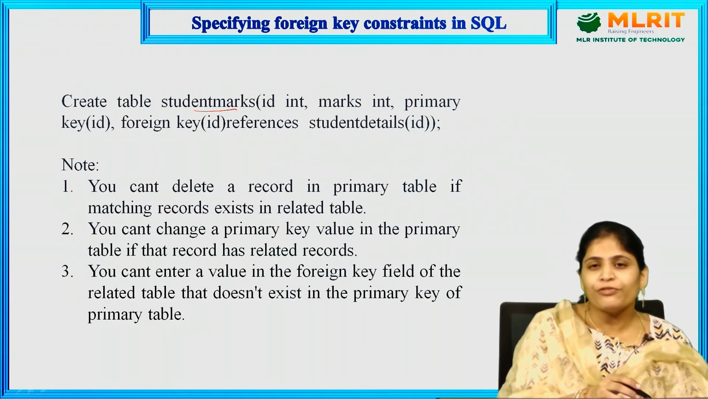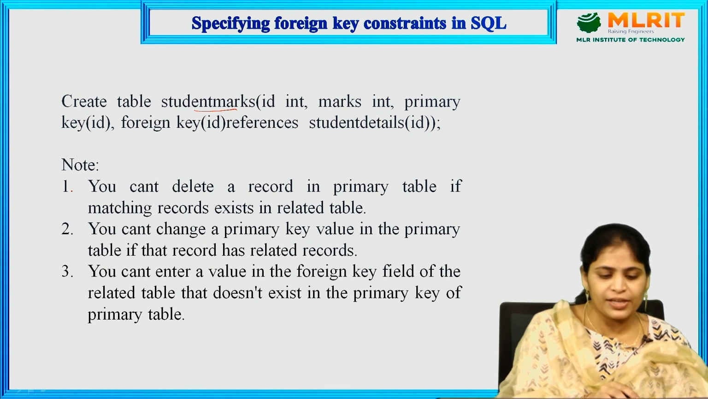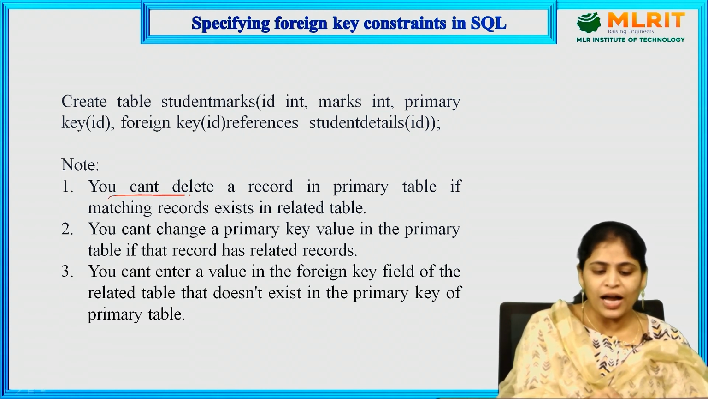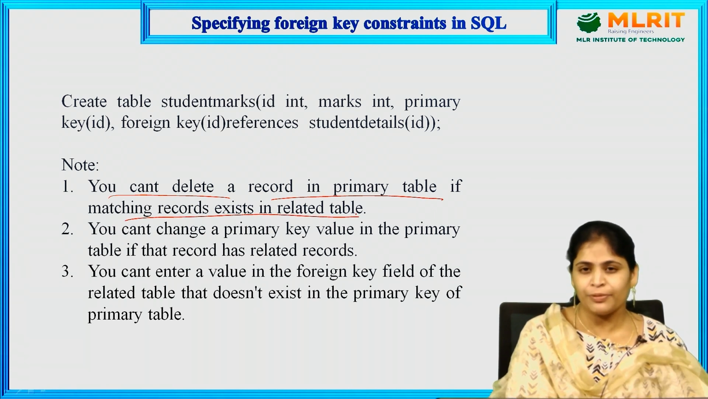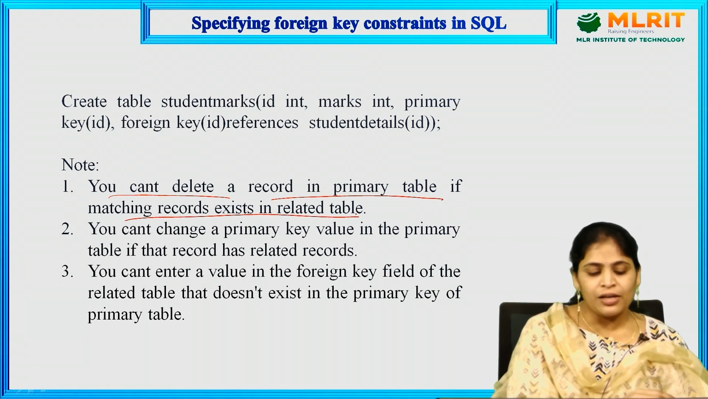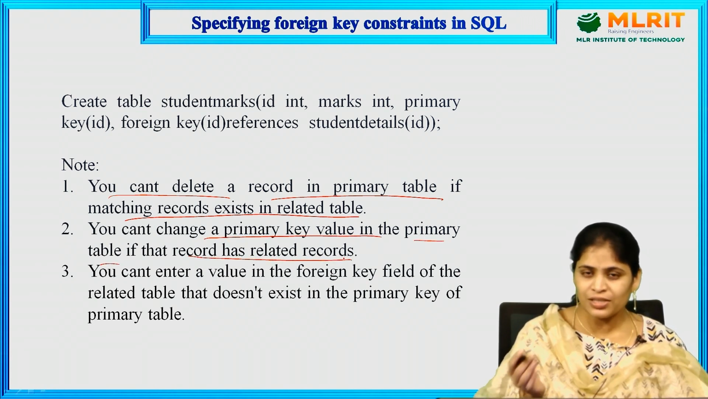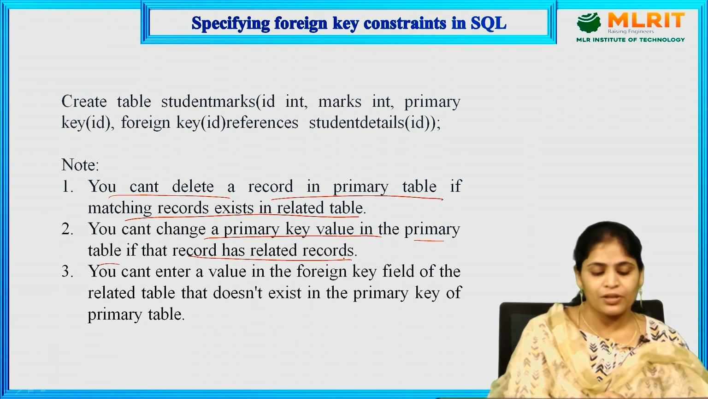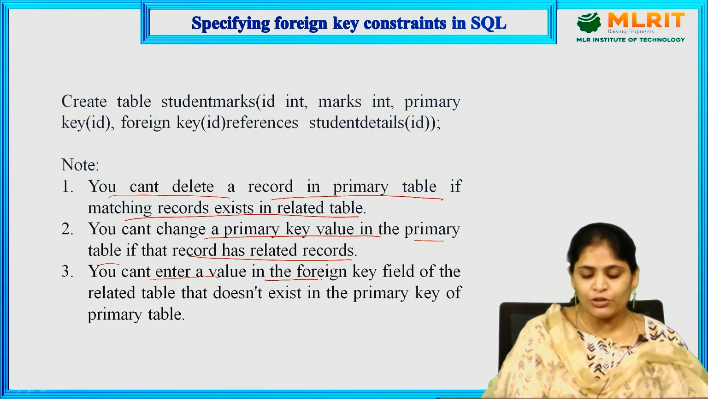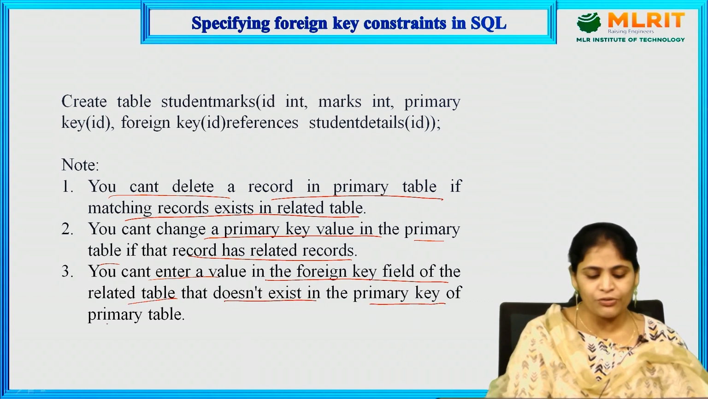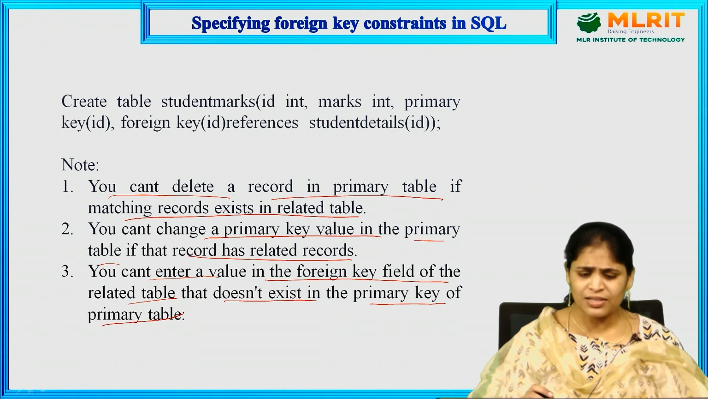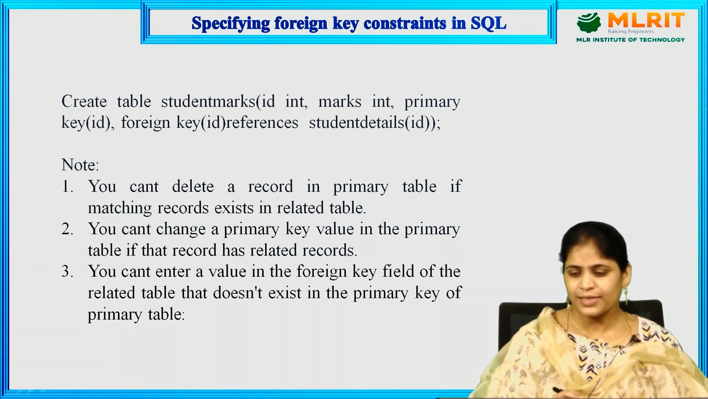Here you have to note down some points while creating foreign key constraints. You can't delete a record in a primary table if matching records exist in the related table. This is the first thing. You can't change a primary key value in the primary table if that record has related records in the related table. You can't enter a value in the foreign key field of the related table that doesn't exist in the primary key of the primary table. Let us discuss these three with a simple example.